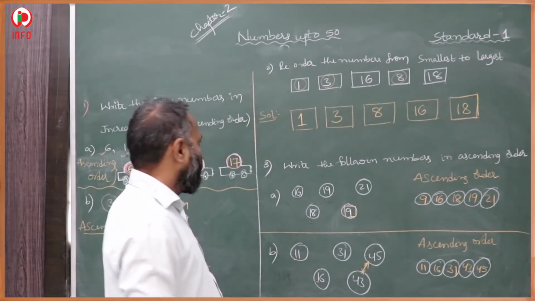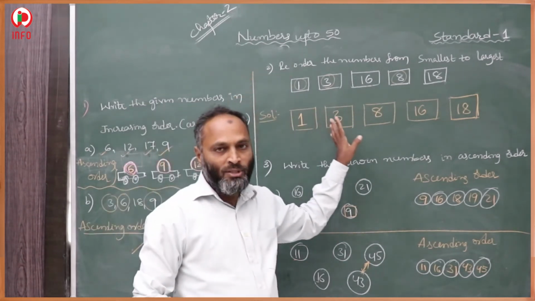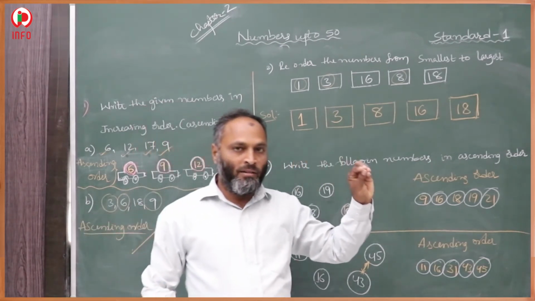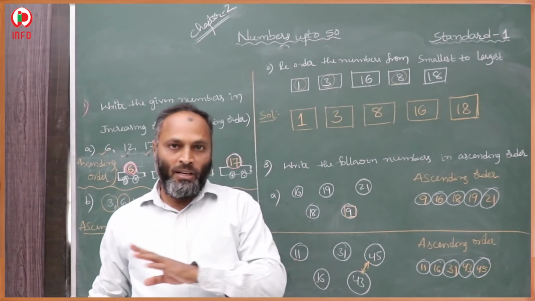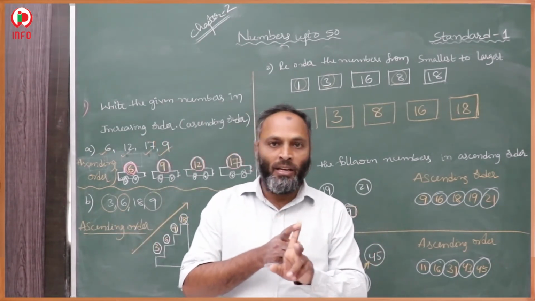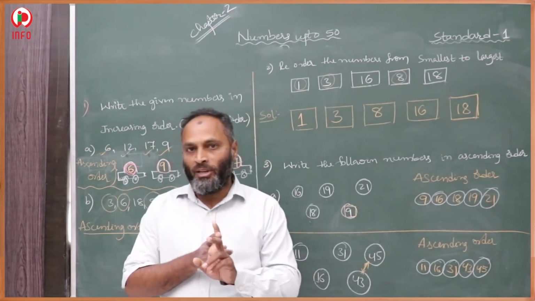All these are ascending orders only. Ascending order means increasing order, from smaller to larger. In three ways your question will come: ascending order, increasing order, or smaller to bigger.